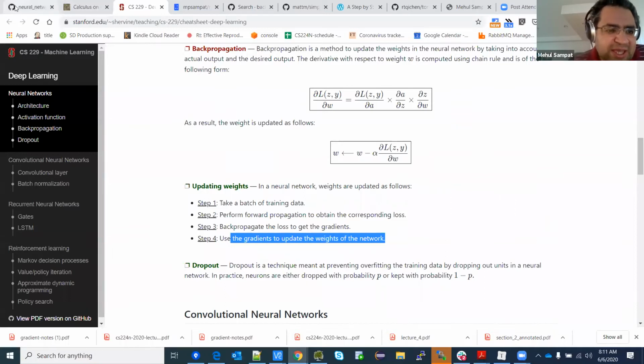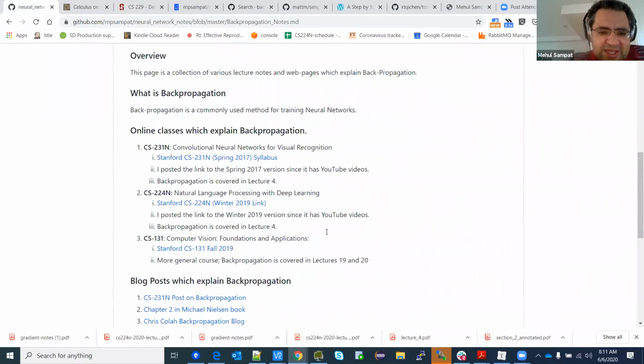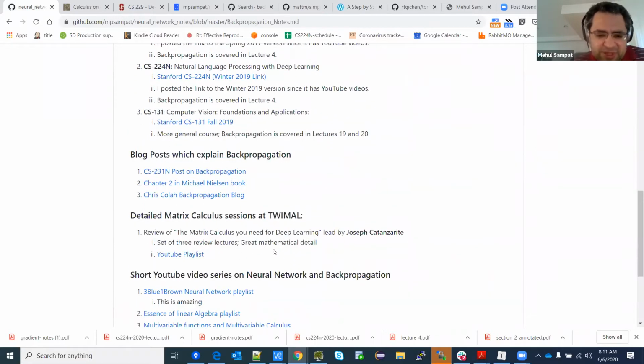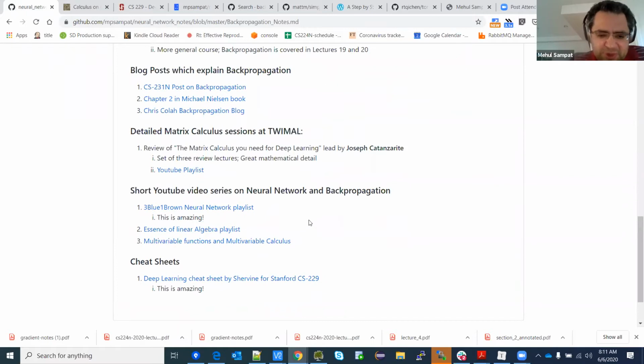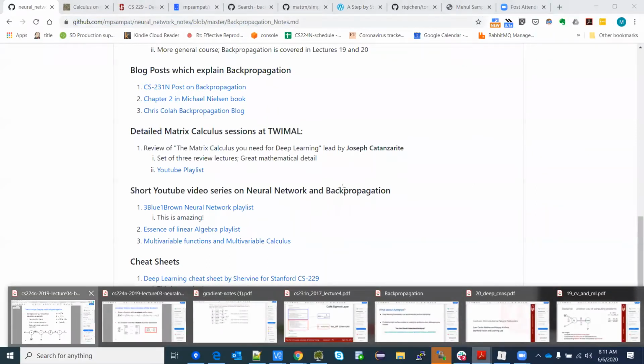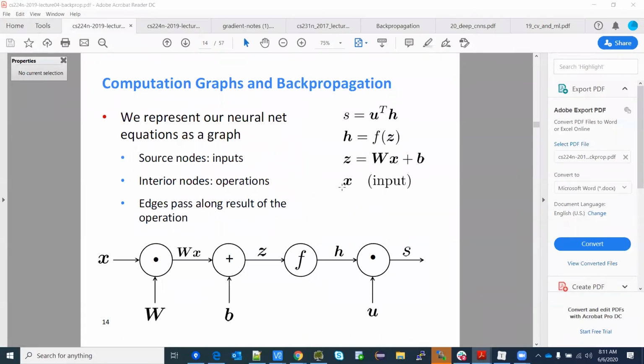So you can see different levels, right? A very structured environment, blog post, mathematical review with our friends, some YouTube videos, but because this topic is so important, it's presented in so many different ways. And I'll share this on the channel. Okay. So let's talk about how they have represented backpropagation in lecture 4.